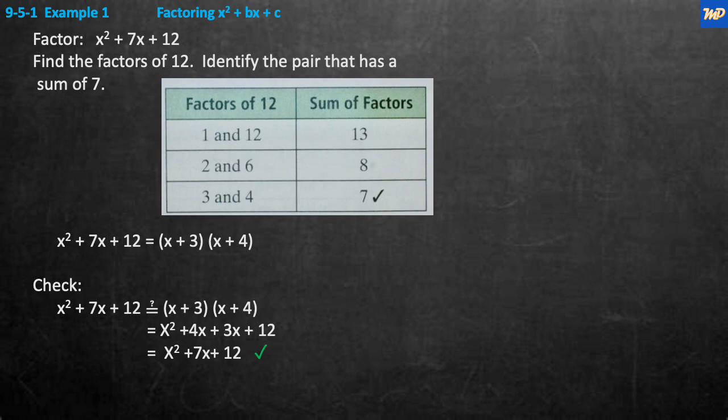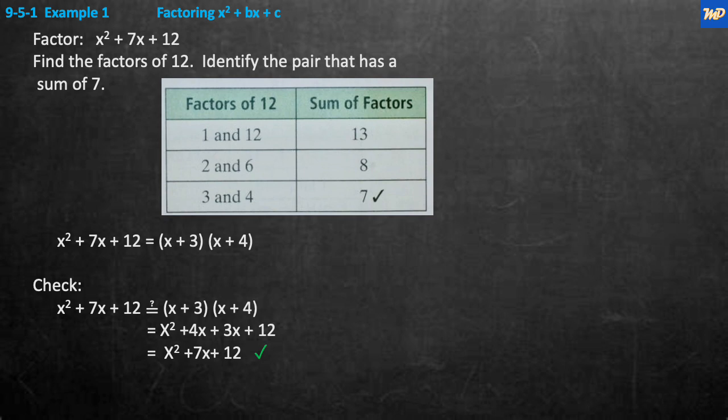Okay, example 1. Factoring x squared plus bx plus c. That's where we start the whole thing. Factor x squared plus 7x plus 12. Notice that we're dealing with all positive terms in here. The 7x is positive and the 12 is positive. This could be important as we move forward, where the negatives are and how you think about them. So right now they're all positive.